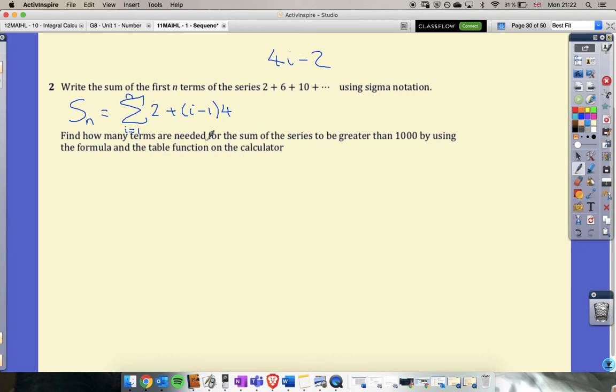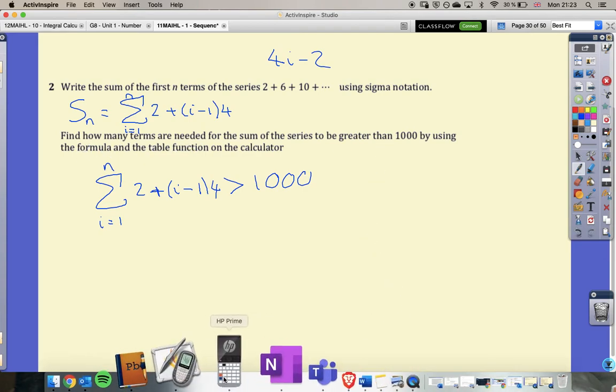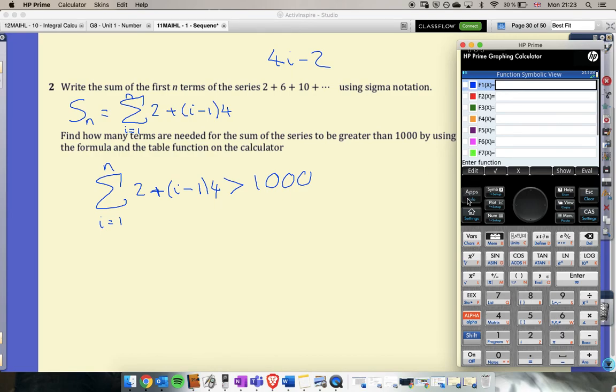Next, find how many terms are needed for the sum of the series to be greater than 1,000. So we can use this formula that we've just got, and what we're looking for is for it to be greater than 1,000. And we're told to use the formula and the table function on our calculator. So I'm in the function app.